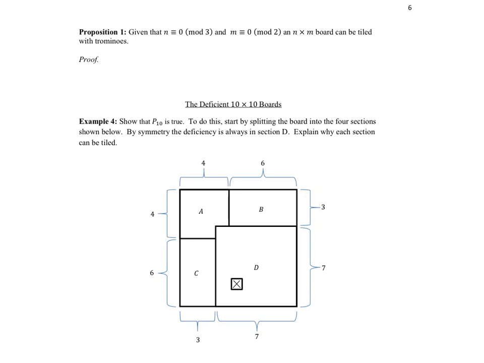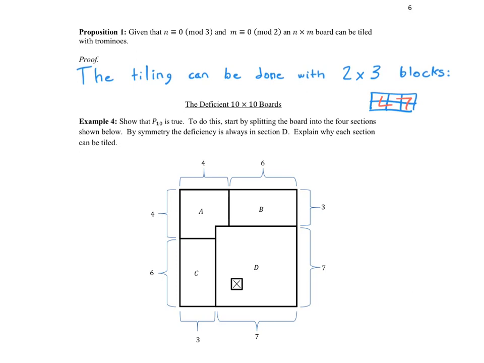So the idea is that you can continually build the 2x3 rectangle with 2x3 blocks. If you have this block that's 2x3 in size, you can build it by sticking 2 Trominoes together just like that. And continually using those over and over and over, you can build up that rectangle. Okay, so now we're ready to move along to the deficient 10 by 10 boards.